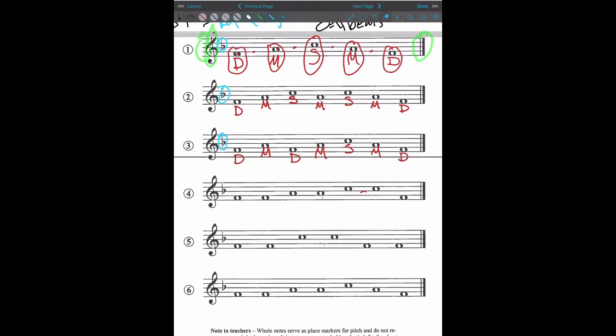Those are the first three lines. So go ahead and rewind the video and take a look at these again. Practice them. And if you want to look ahead, see if you can figure out the next three lines.